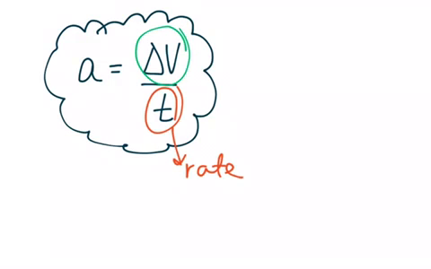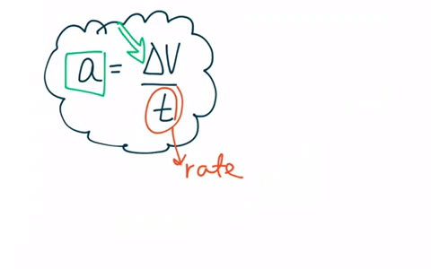And what are we going to divide by time? We're going to divide the change in velocity. And remember, that triangle there means change. It's that Greek letter delta. And we've got our v representing velocity. And this is going to equal acceleration.